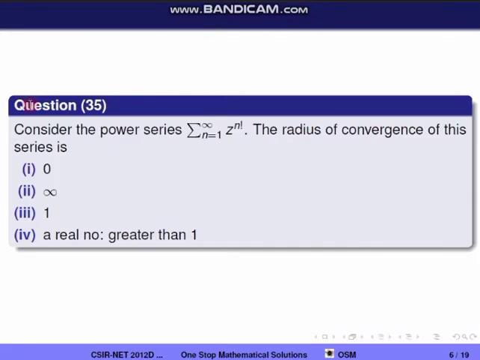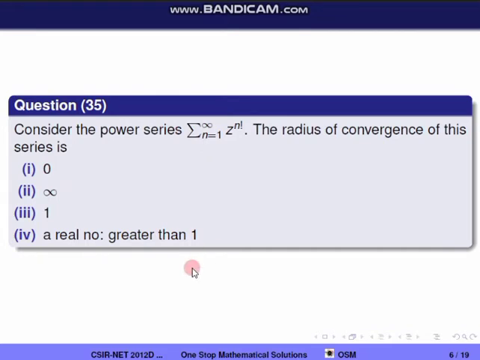Next question, question 35. Consider the power series sigma n equal to 1 to infinity z power n factorial. The radius of convergence of this series is? So we have been given a power series here. We have to find its radius of convergence.